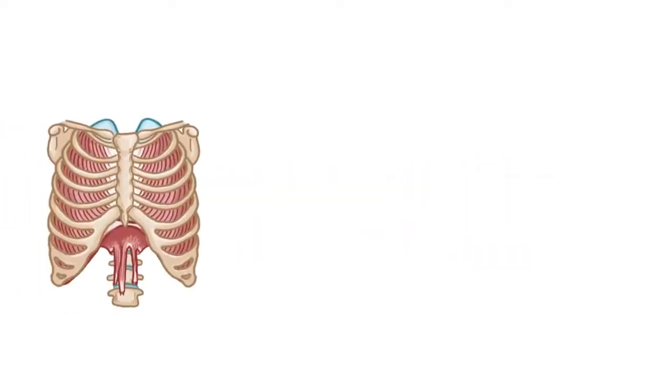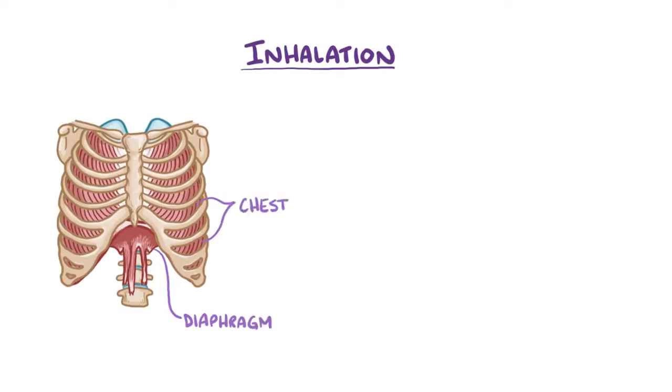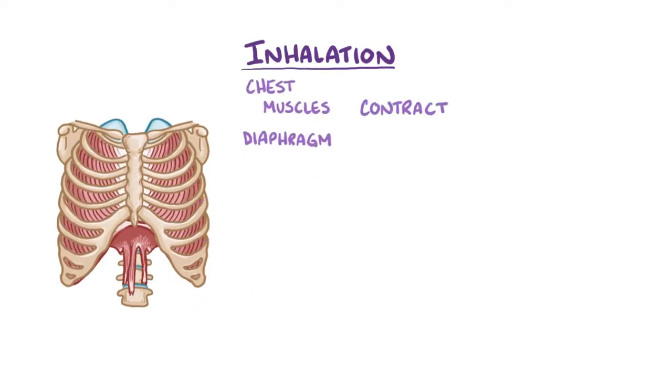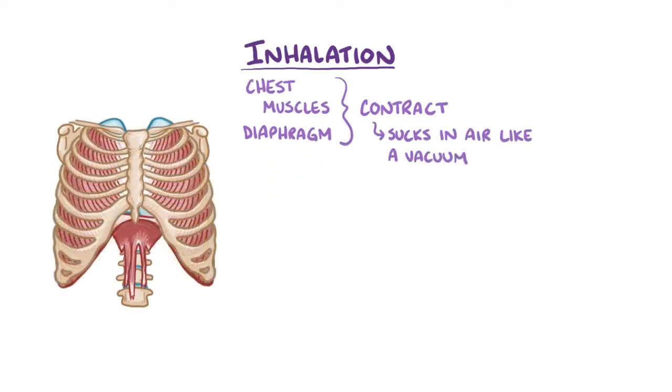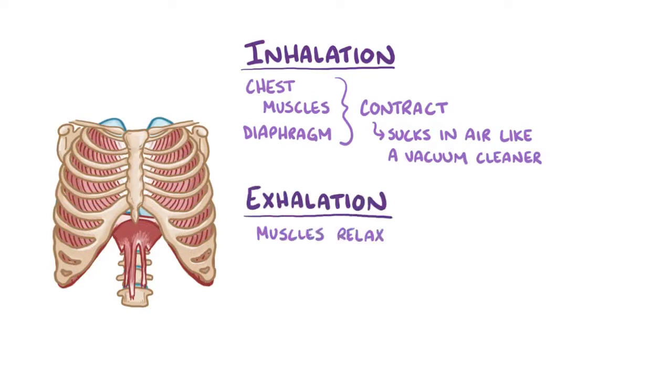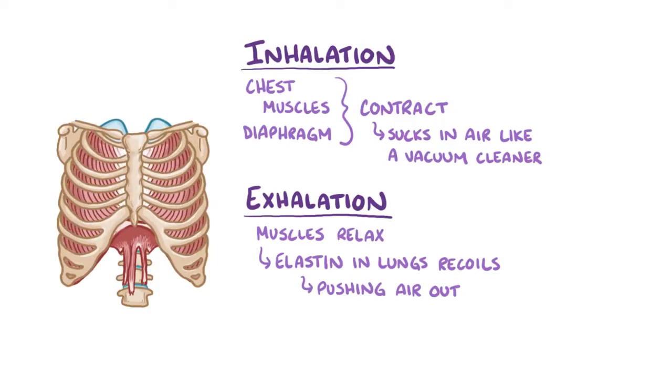Now, normally during an inhalation, the diaphragm and chest wall muscles contract to pull open the chest, and that sucks in air like a vacuum cleaner. Then, during an exhalation, the muscles relax, allowing the elastin in the lungs to recoil, pulling the lungs back to their normal size and pushing that air out. Ultimately, the lungs need to pull oxygen into the body and get rid of carbon dioxide.